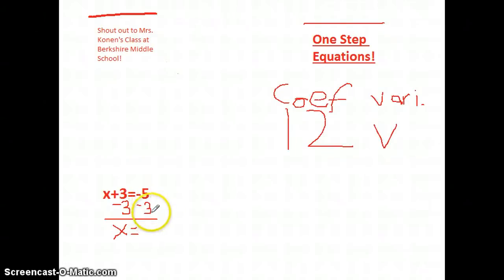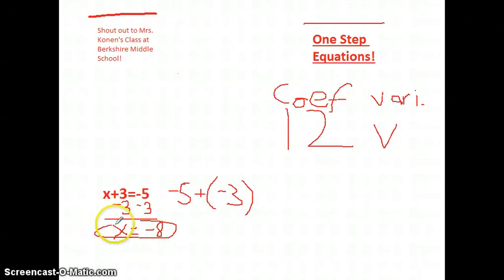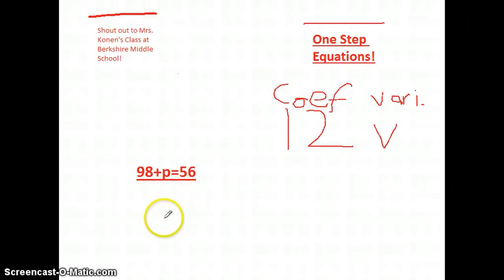Since we used the inverse operation, if you were to put it horizontally, it would look like this: negative 5 plus parentheses negative 3. You see? Simple. So negative 5 plus negative 3 equals negative 8. So x equals negative 8. Pretty simple.